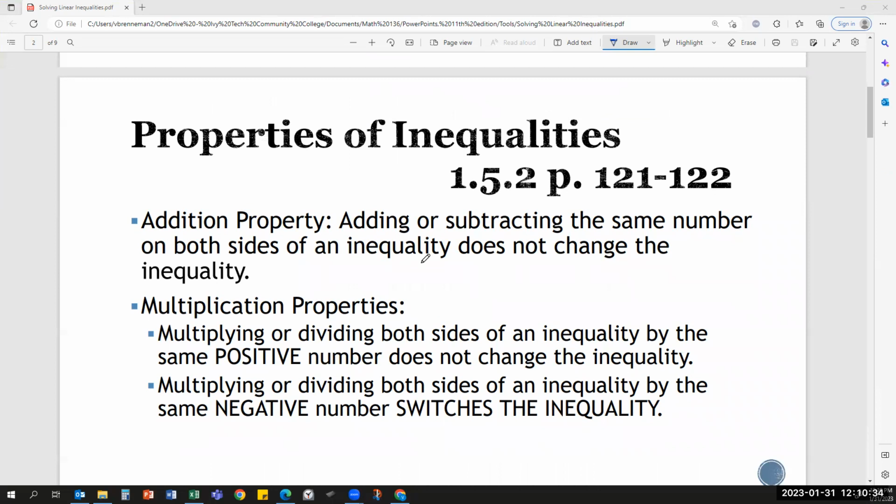Multiplying or dividing both sides of an inequality by the same positive number doesn't change it. So you're kind of taking what's on each side and putting on that same amount repeatedly, which is still not going to change it. Multiplying or dividing both sides by a negative number, now, it's a little harder to visualize with a scale. It turns out that it switches the inequality. So that's the important rule to learn that makes solving an inequality different from solving an equation.